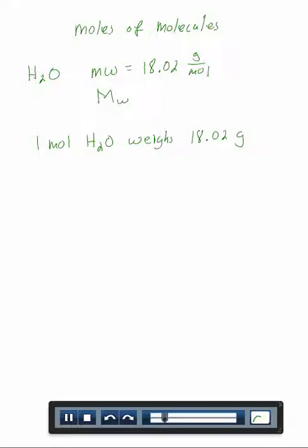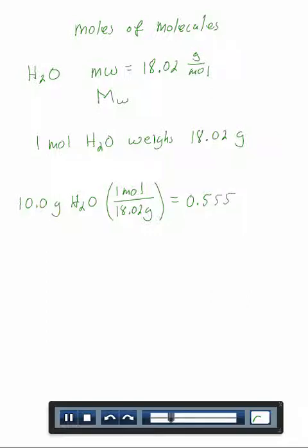Now we can count the individual water molecules. So, say if we have 10.0 grams of water, and we want to know how many moles that is, we can multiply by our conversion factor, which is the molecular weight. So we have 1 mole of water, and that weighs 18.02 grams, giving us 0.555 moles of water.